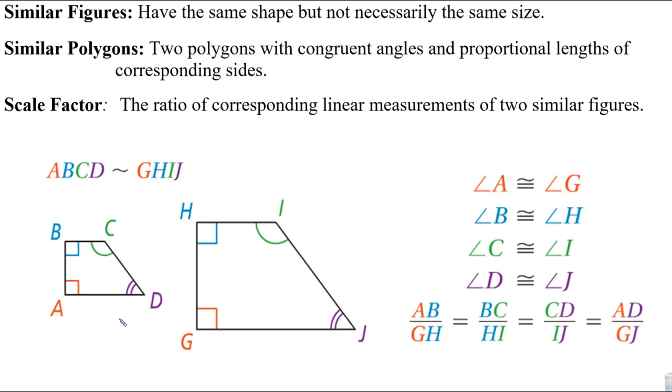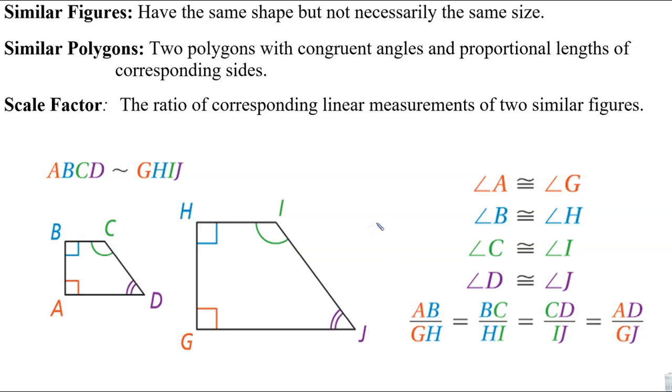Okay, so down below, if I say that polygon ABCD is similar to, and the squiggly line here is our similar symbol, polygon GHIJ, we said that number one, that means that the corresponding angles are congruent. So as in angle A will be congruent to angle G, B will be congruent to H, same thing with C and I, same thing with D and J.